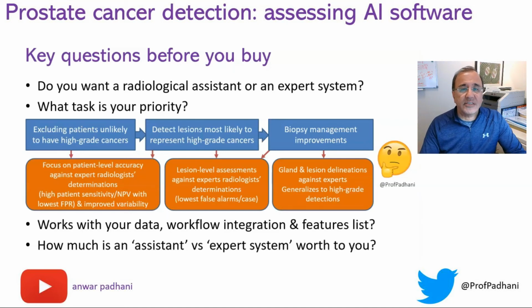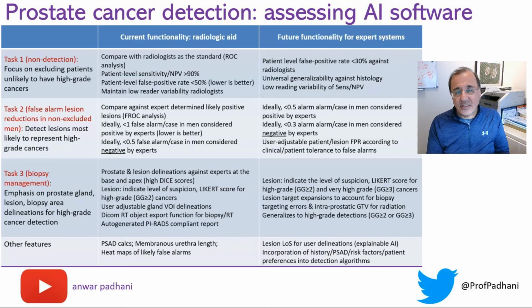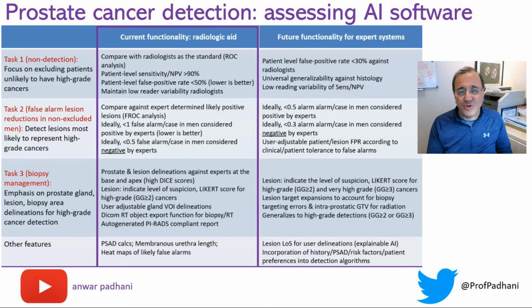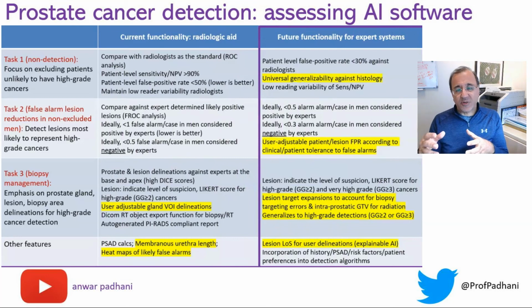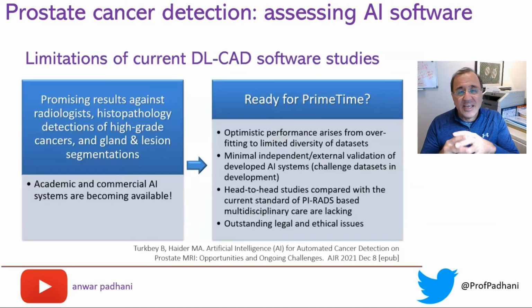Is it going to work with your data? Will it integrate into your workflow? And does it have a features list that you need? And how much is an assistant versus an expert system worth to you? Regarding the features list, here, for example, is the current level of functionality, which is at the level of a radiological aid, although there are still missing pieces of functionality in some of the systems that we see at the moment. But as we think about future functionality for an expert system, then we would want more features, and those are highlighted on the table on the right, and you can read these at your leisure.